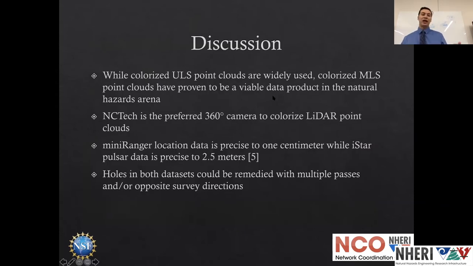So colorized unmanned laser scanning point clouds are widely used. It's extremely popular, especially since drones were widely used and okayed by the FAA. And colorized mobile laser scanning point clouds have proven to be a viable data product in the natural hazards arena, even though it is not as popular. I learned that the NCTech is definitely going to be the preferred 360-degree camera to colorize these point clouds, because of the challenges that I mentioned with the applied street view. The Mini Ranger location data is precise to 1 centimeter, but the structure from motion platforms are less precise in their GPS data.